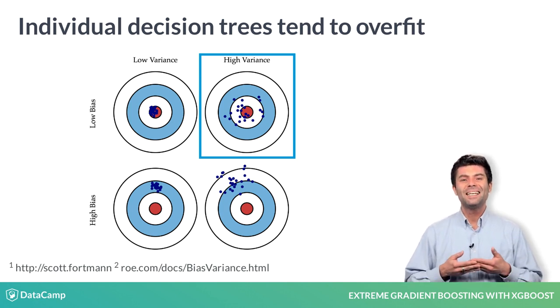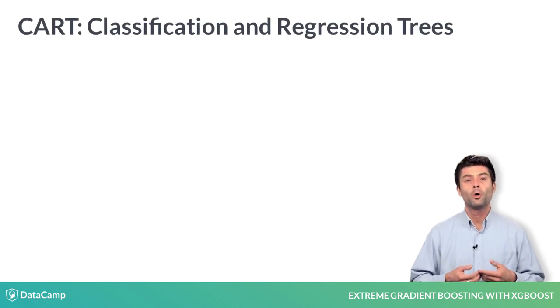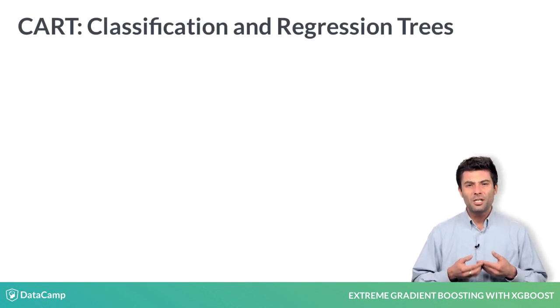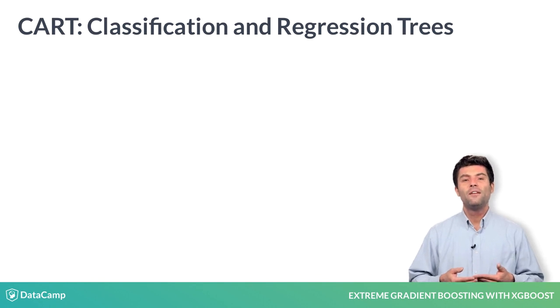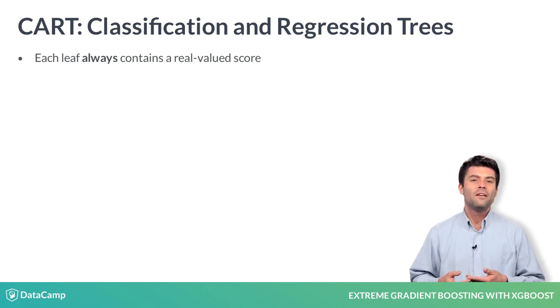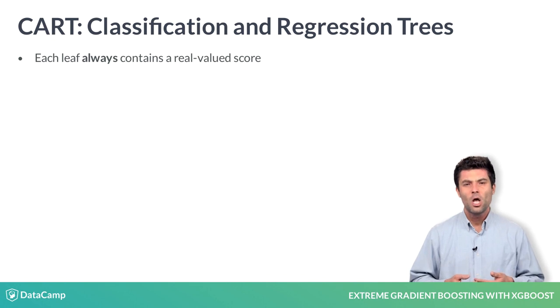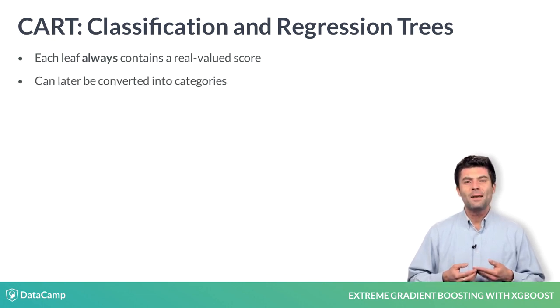XGBoost uses a slightly different kind of decision tree called a classification and regression tree, or CART. Whereas for the decision trees described above, the leaf nodes always contain decision values, CART trees contain a real-valued score in each leaf, regardless of whether they are used for classification or regression. The real-valued scores can then be thresholded to convert into categories for classification problems if necessary.